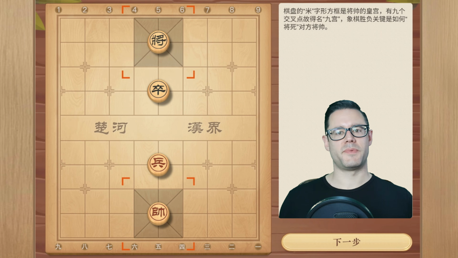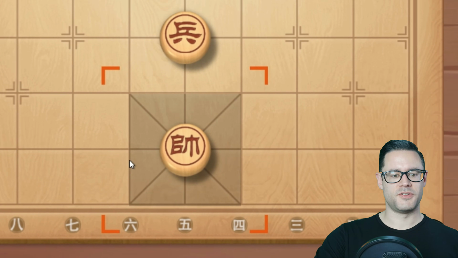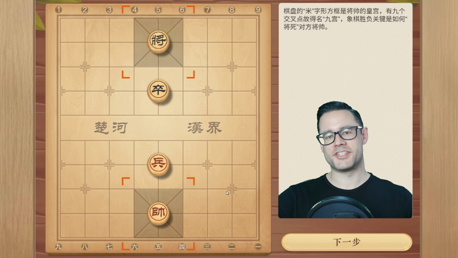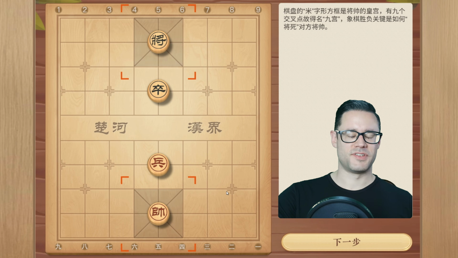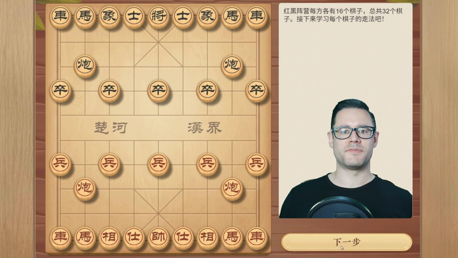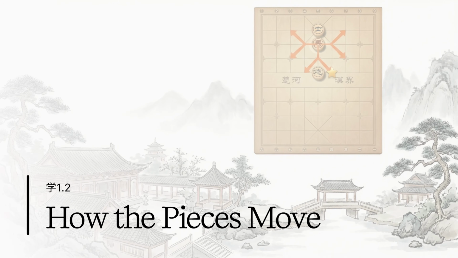In a lot of Chinese sources, you might also hear this being referred to as the 9 palaces. And that term comes from the fact that there are 9 intersections that make up the palace. There's 1, 2, 3, 4, 5, 6, 7, 8, and the middle one is 9. So 9 palaces is a common Chinese phrase that's used to refer to the palace. At the beginning of a game, each side starts with 16 pieces for a total of 32 pieces on the board. So without further ado, let's get started in learning how each piece moves. What are the mechanics of each piece, so we can understand how to move them around on the board.